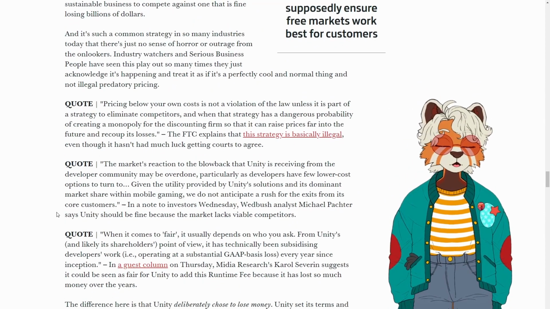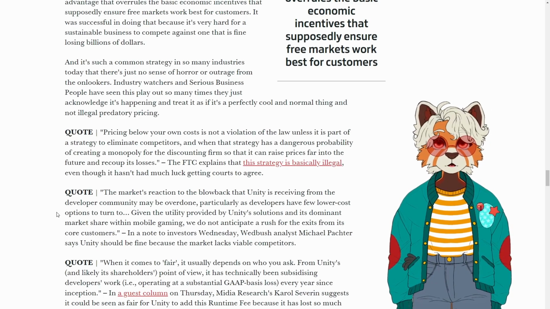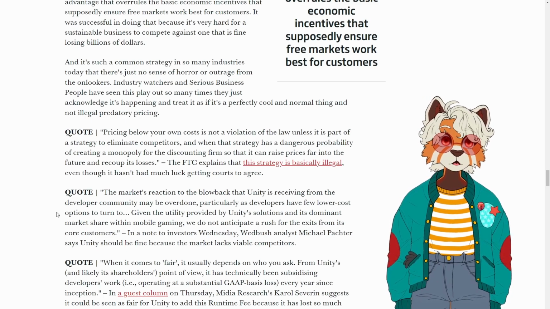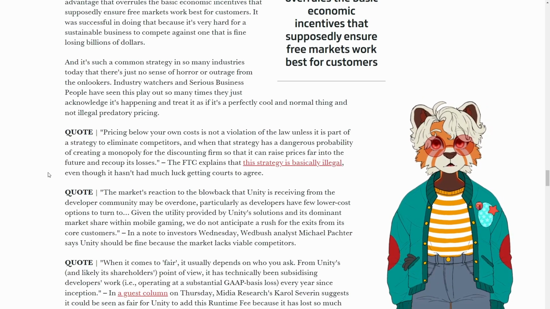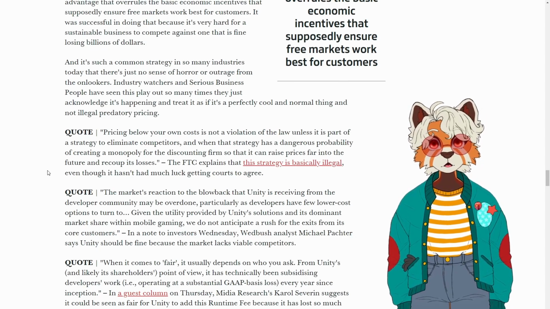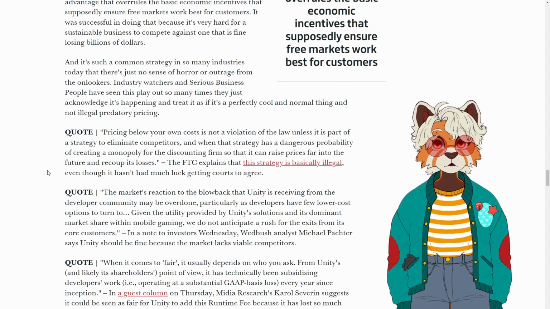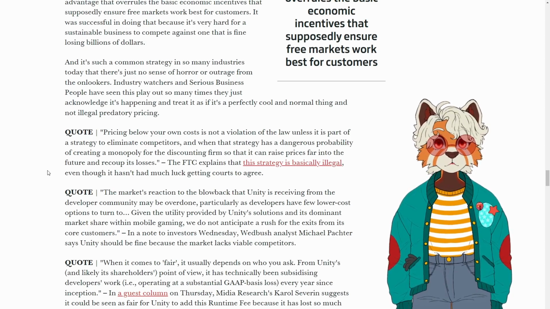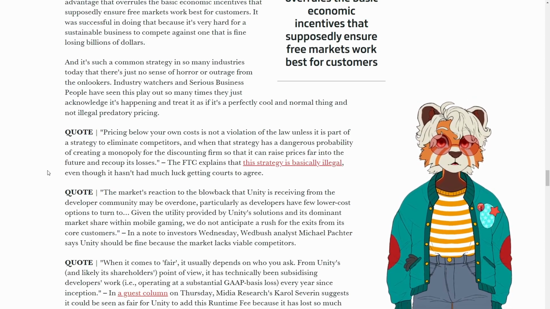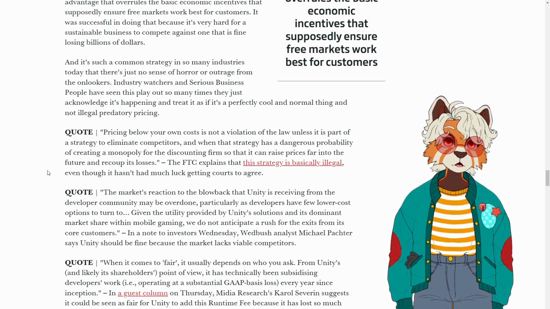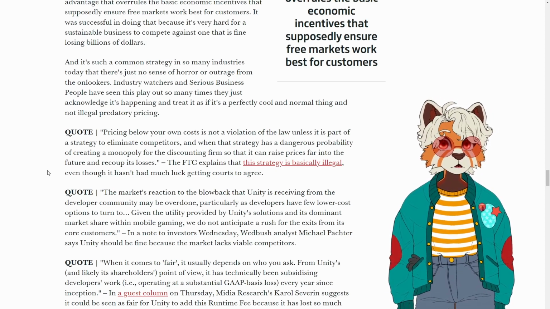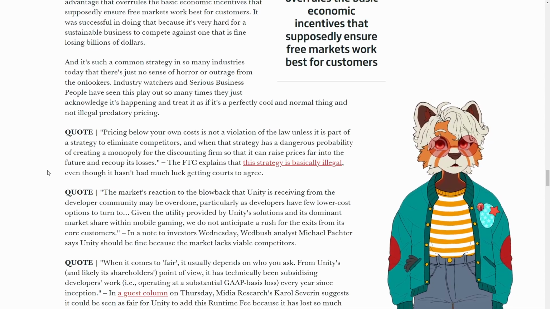That's what they're banking on. And it's a common strategy, right? We're not even giving Unity points for originality here. It's such a common strategy in so many industries today that there's just no sense of horror or outrage from the onlookers. Industry watchers and serious business people have seen this play out so many times, they just acknowledge it's happening and treat it as if it's a perfectly cool and normal thing to do and not illegal predatory pricing.